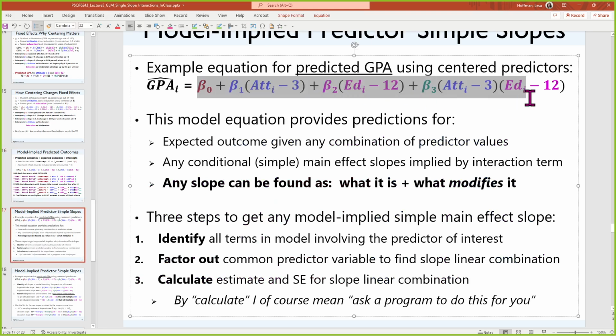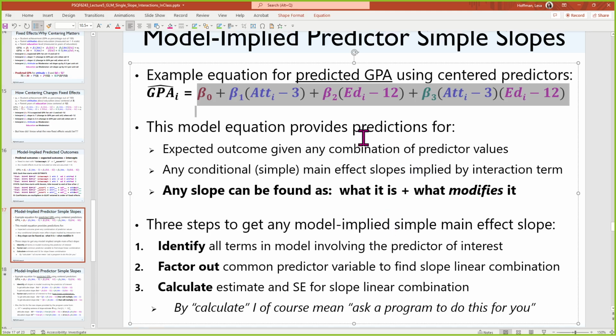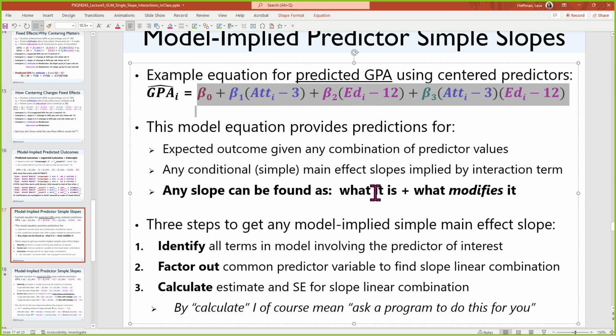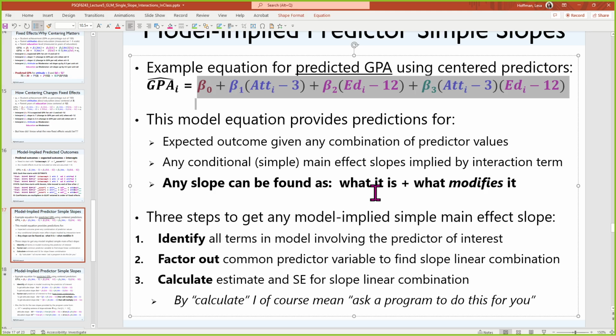So here's my model again, two predictors and their interaction term. The rules for asking for model-implied simple slopes: remember the term simple is a synonym for conditional, meaning specific to an interacting value of whatever you've chosen. The rule is every slope is a function of what it is plus what modifies it. So there's a three-step process to figuring out how the model predicts a slope for any combination of predictor variables.